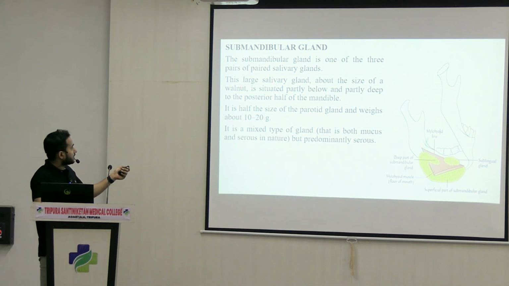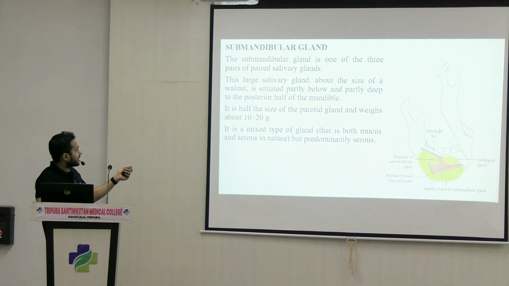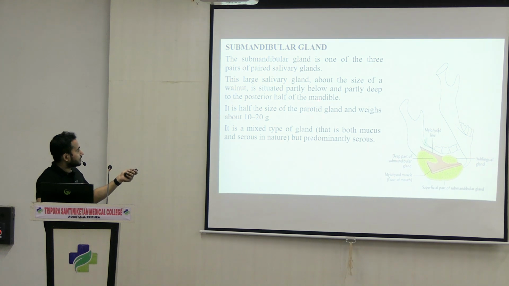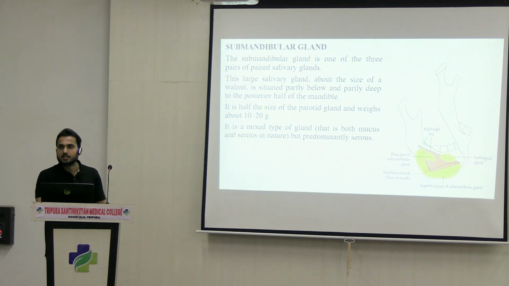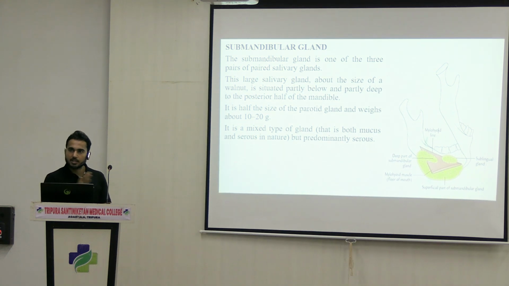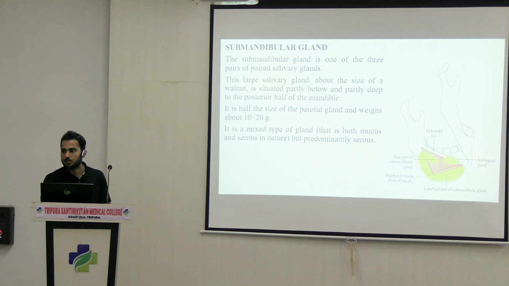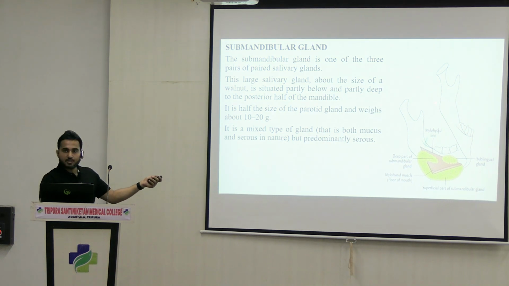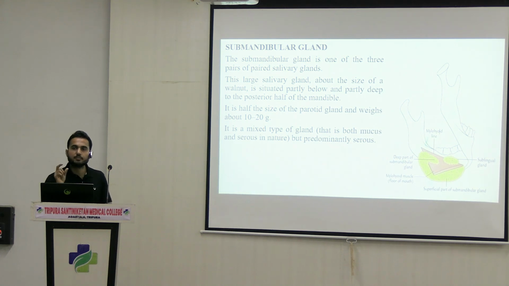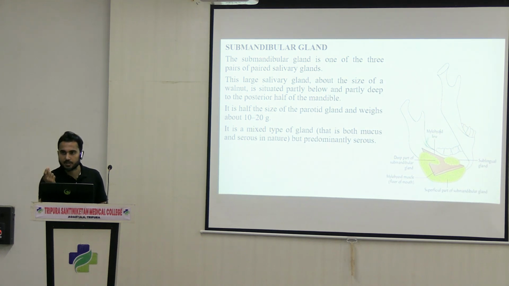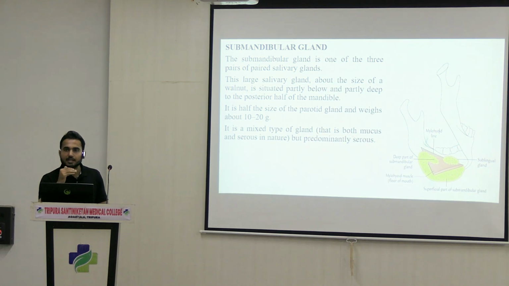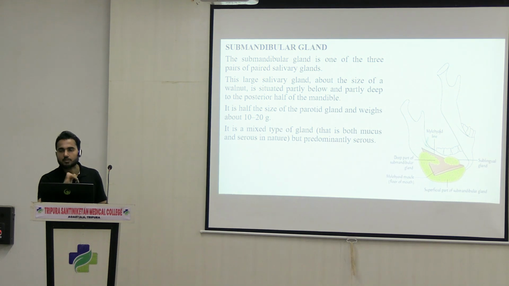First of all, you can see the size of the gland is just like a walnut, situated partly below and deep to the posterior half of the mandible. Partly it is situated below and partly it is situated deep to the posterior half of the mandible, as you can see in the diagram. Can you see which bone this is? This is the mandible. So the shape of the gland is walnut shaped. Next, the location: it is situated posterior and deep to the posterior half of the mandible. That is the location of the submandibular salivary gland.